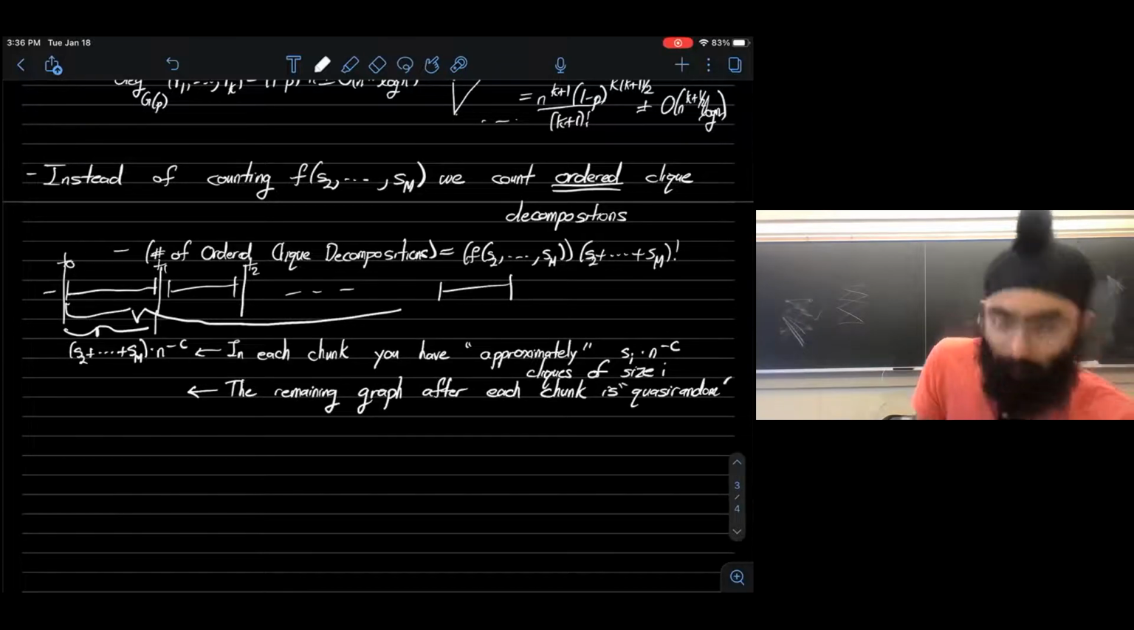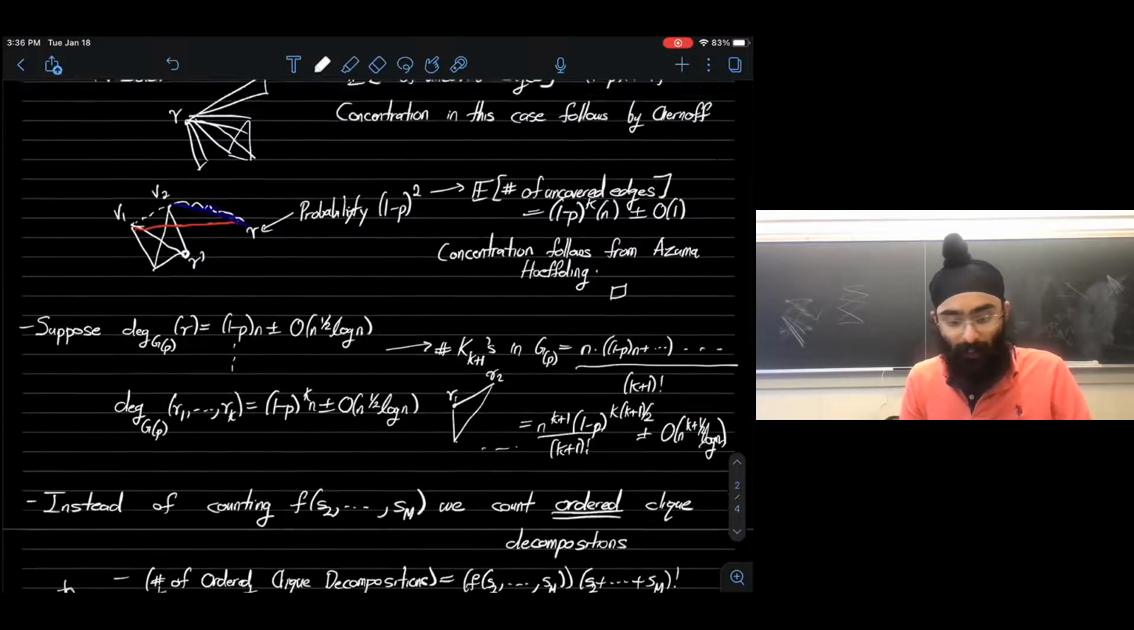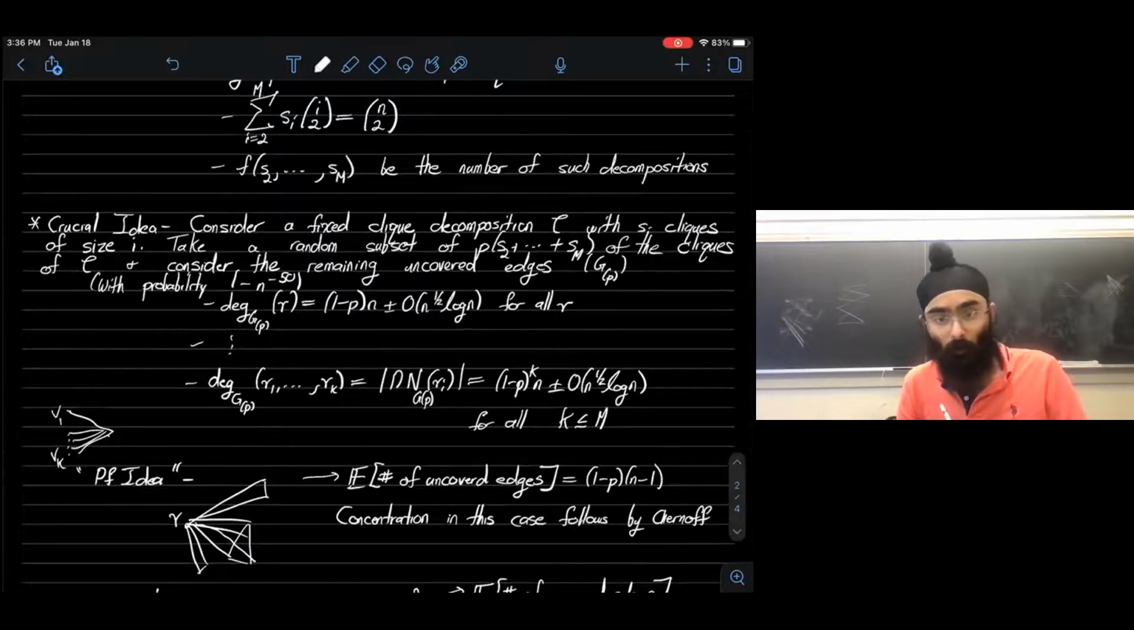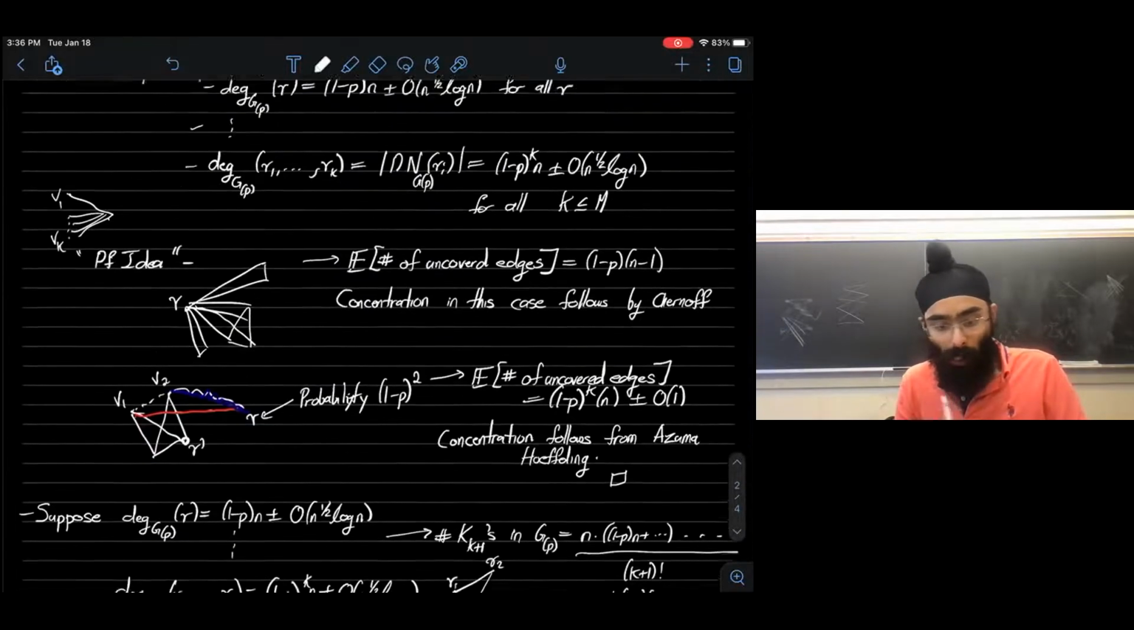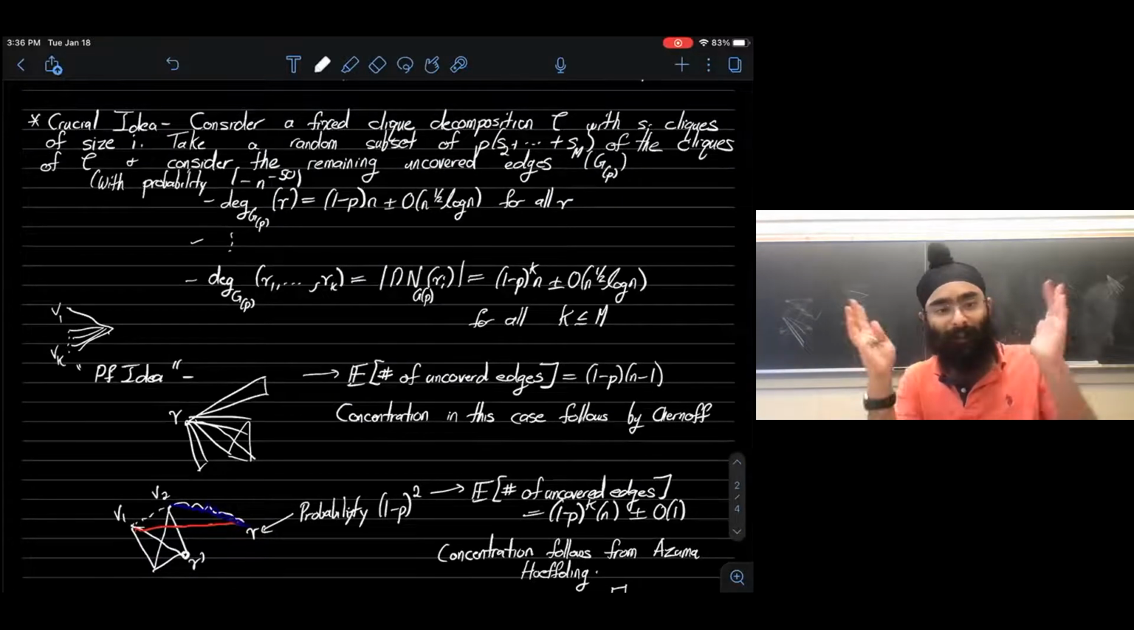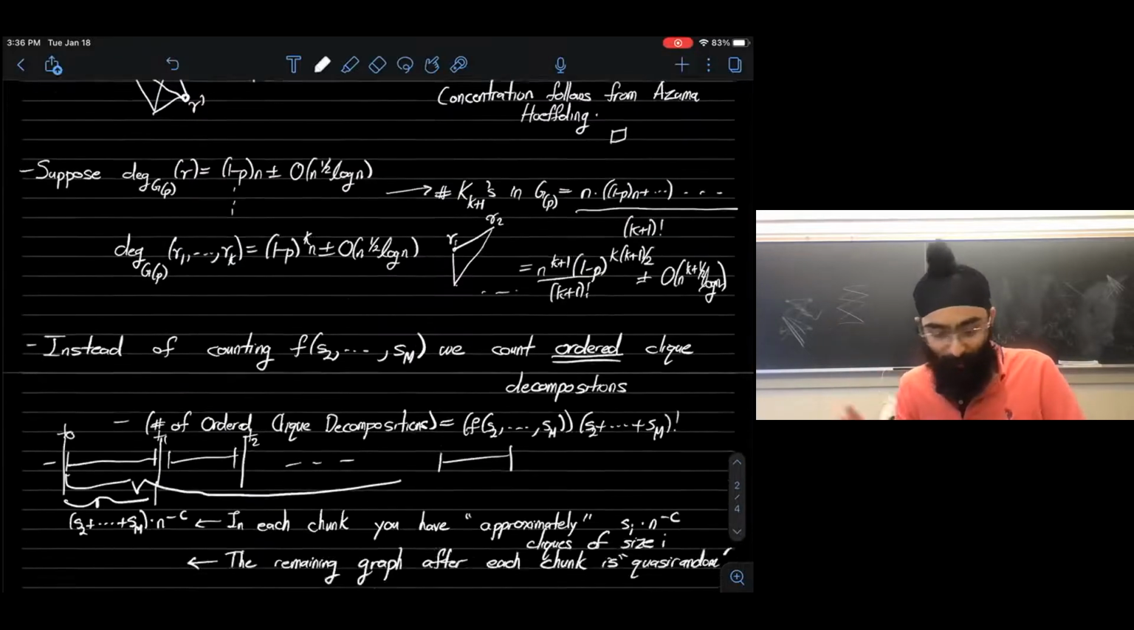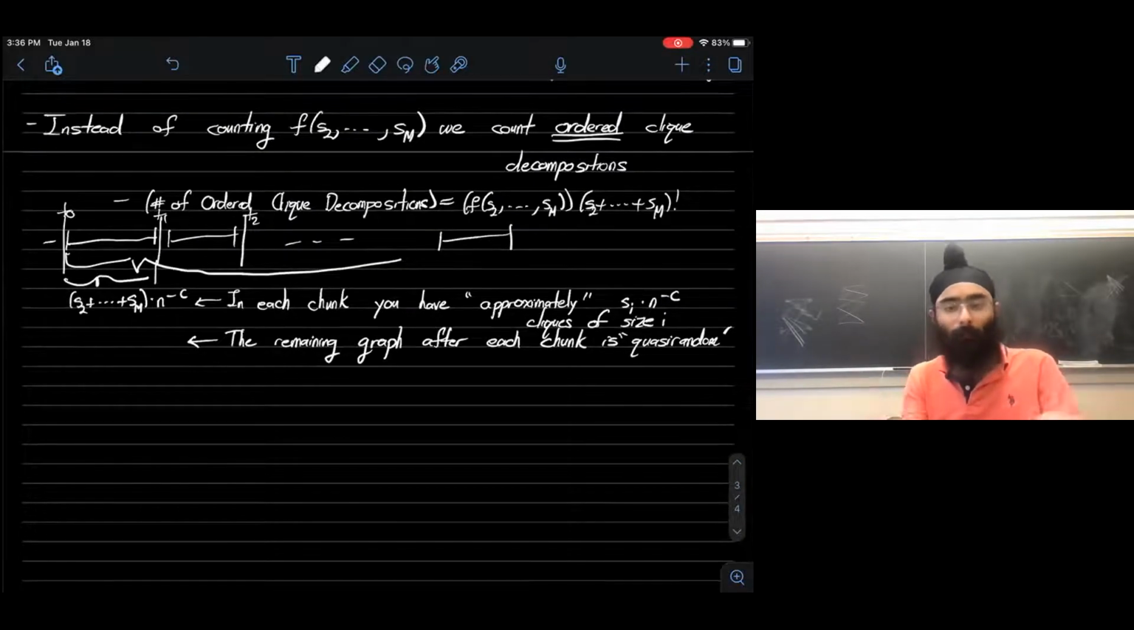And what do I mean by quasi-random? I mean that you have precisely this property holding. And because this property holds with probability 1 minus n to the minus 50 or something, and I'm only bounding over polynomially many events, I can assume that this holds for almost all orderings. So the number of such orderings is like the number of total ordered clique decompositions divided by 2. So I've lost nothing by doing this, basically.